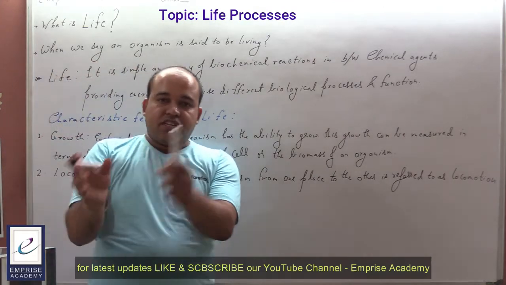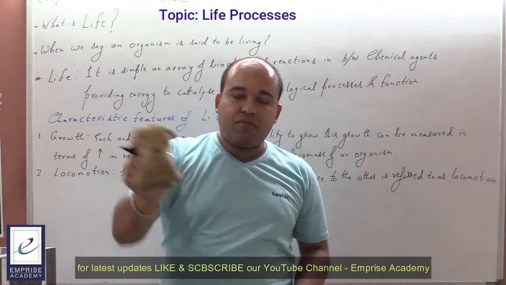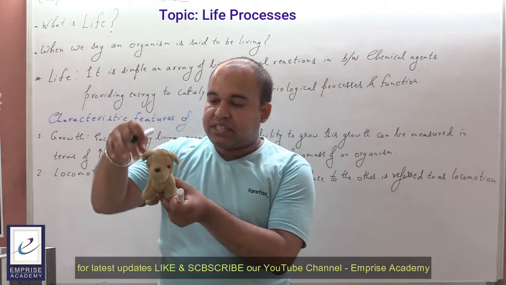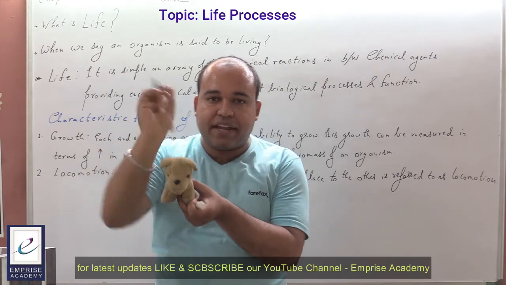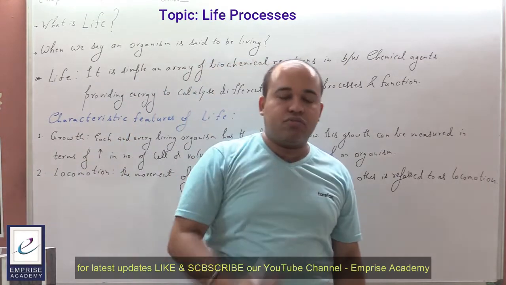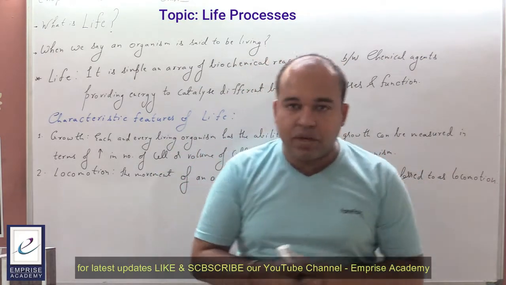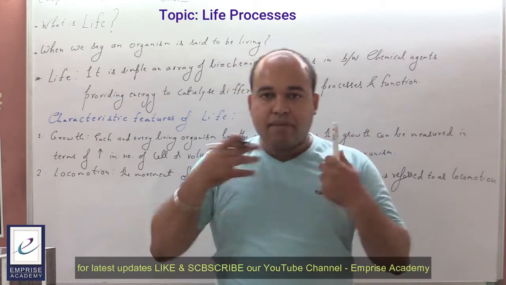Now, locomotion must be differentiated from movement. One is the organism is locomoting from one place to another. Another one, it's another cell is locomoting. A single cell can also have certain locomotion abilities. For example, amoeba has the ability to move from one location to another. That is locomotion.